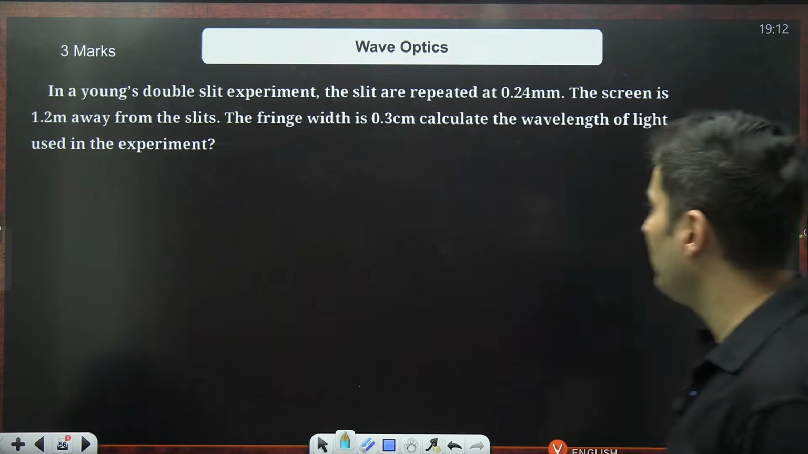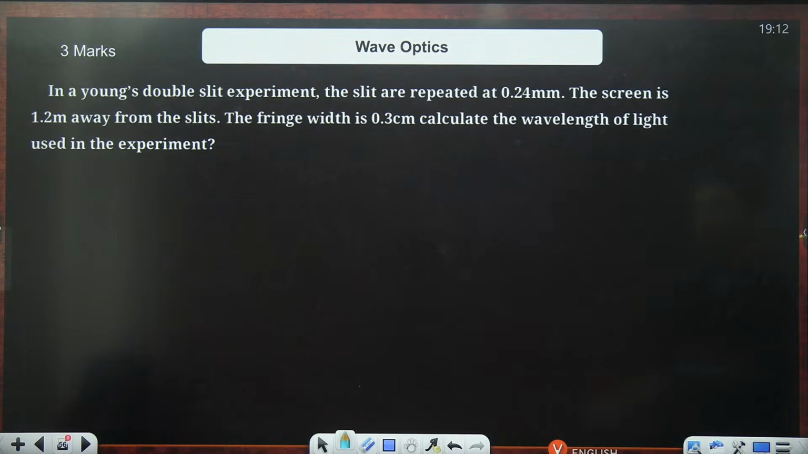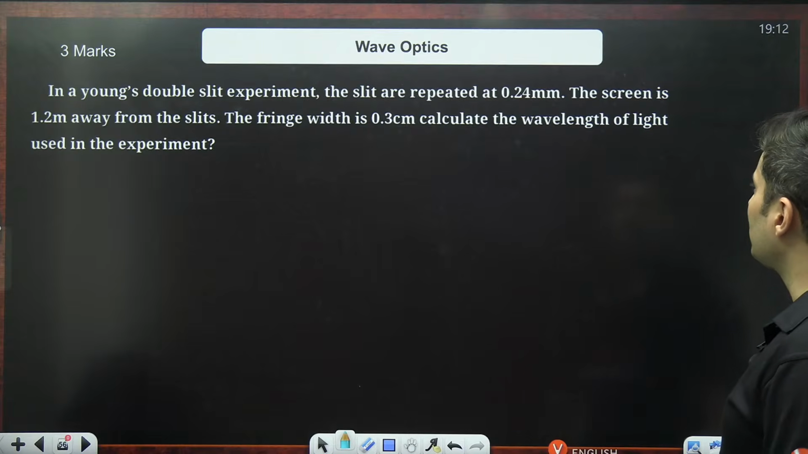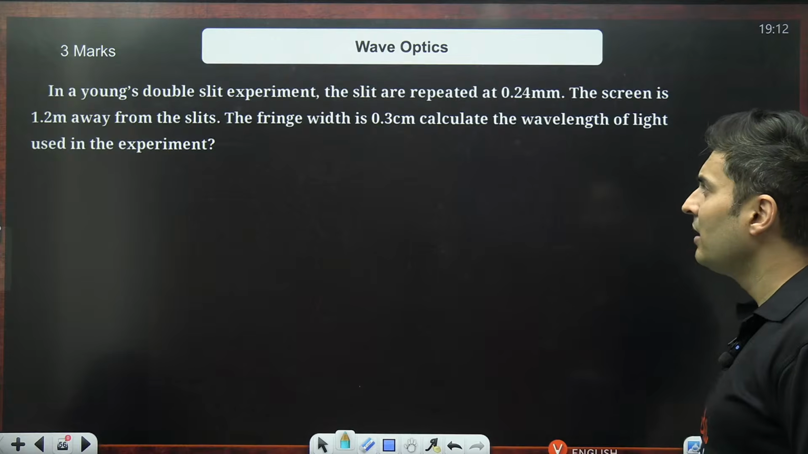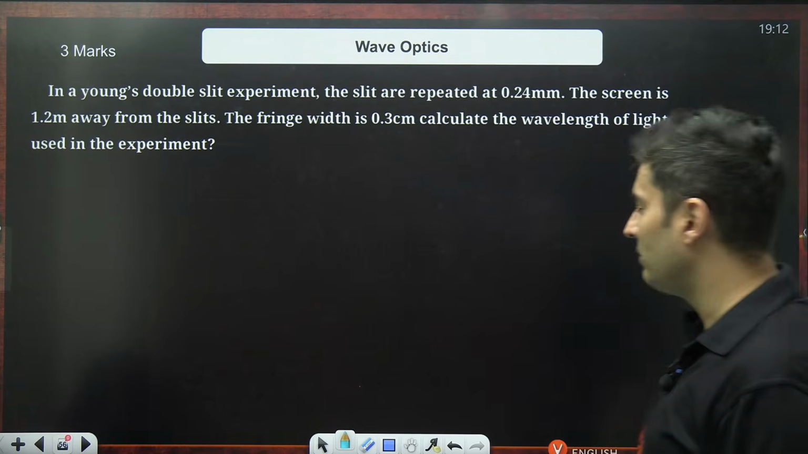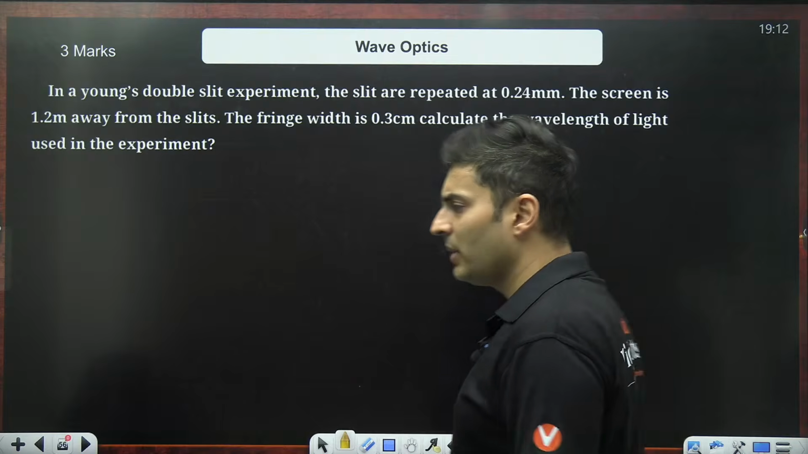In the YDSE experiment, the slits are separated by 0.24 millimeters. That means the distance between the slits. The screen is so many meters away. The fringe width is also given. Calculate the wavelength. So this is a straightforward question, guys.